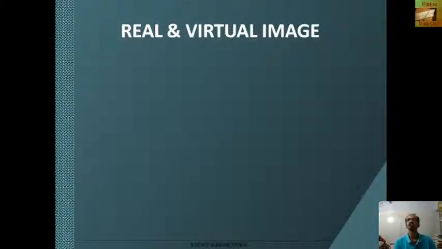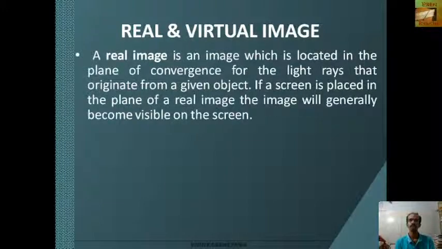Now, real and virtual image. What do you mean by a real image and a virtual image? A real image is an image which is located in the plane of convergence for the light rays that originate from a given point object. If a screen is placed in the plane of real image, the image will generally become visible on the screen. A projected image is an example, that is the image given out by the projector in cinema halls, and also the image formed inside the retina in our eye is also an example of the real image.